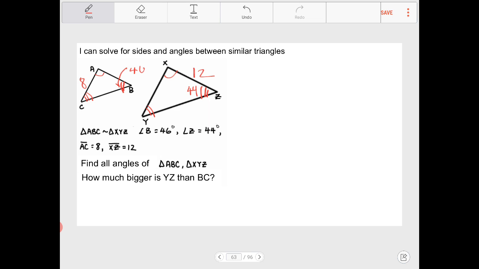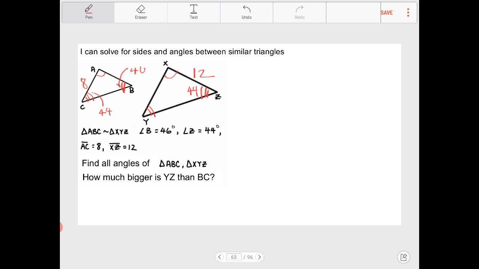It looks like it's an impossible task, isn't that right? Well, actually, it's not that impossible, because if angle Z is 44, what would angle C therefore equal? Angle C would also be 44, wouldn't it? And if angle B is 46, and angle B corresponds with angle Y, isn't angle Y then 46? And if angle A and X are corresponding, and I know that the other two angles are 46 and 44 apiece, then that means angle A and angle X must be 90 apiece then.